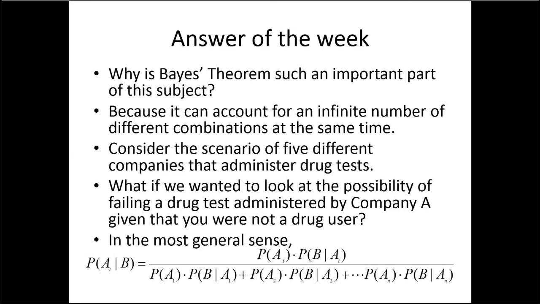So in the most general sense, if we have I different events, the probability of any of these events, given a certain constraint, is given here. So this can go on forever and ever and ever.